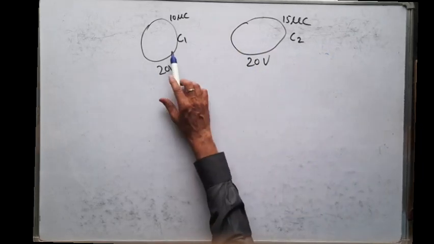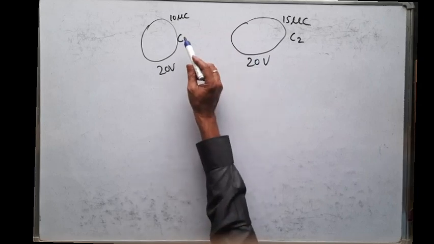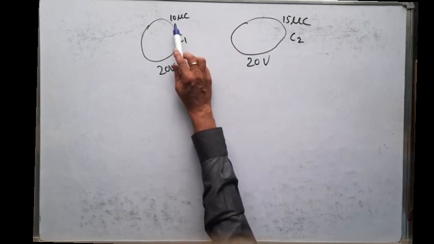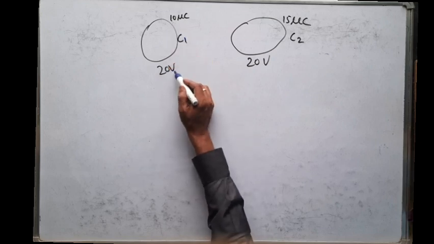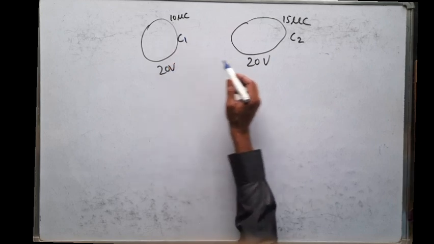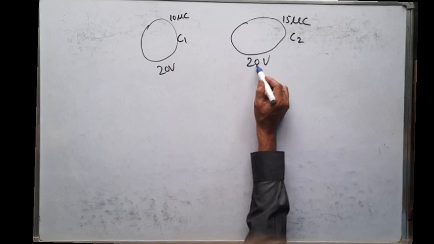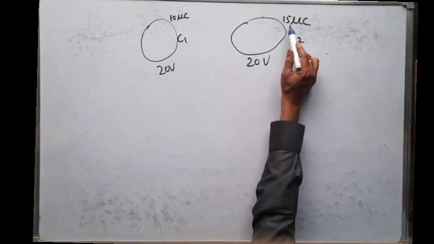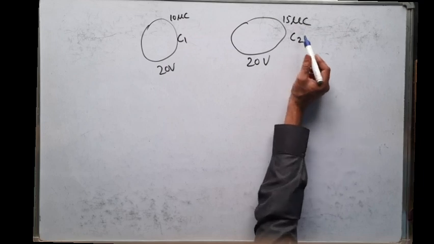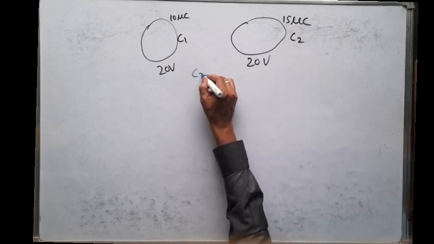Now see, suppose there are two conductors. Here the charge is 10 microcoulomb, where potential is 20 volt. Here, for the same potential difference of 20 volt, it can store 15 microcoulomb charge. So we can say C2 is greater than C1.